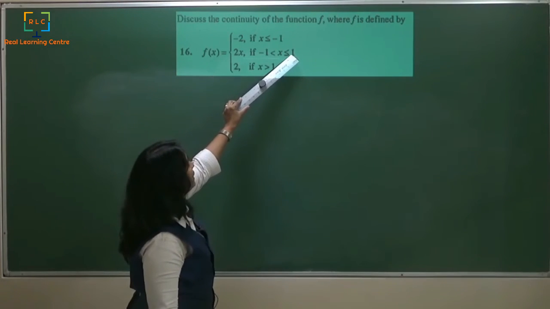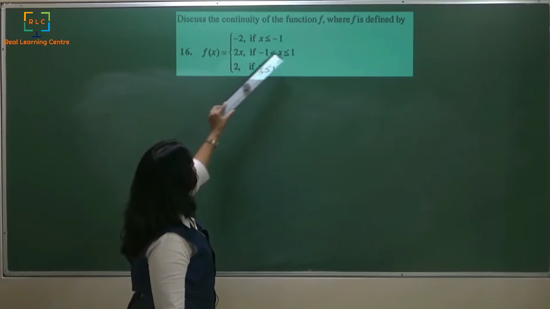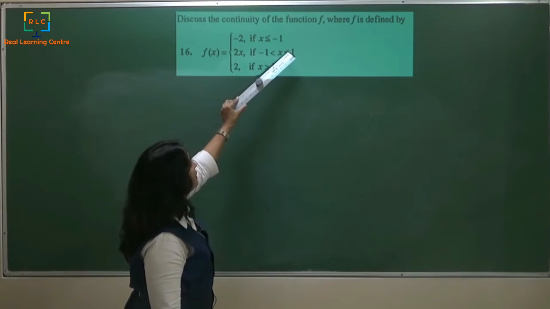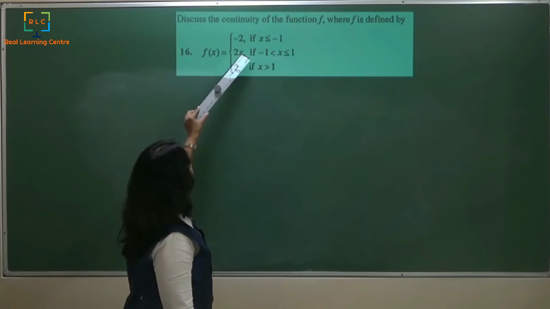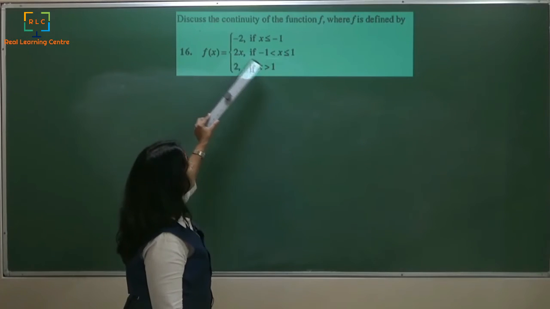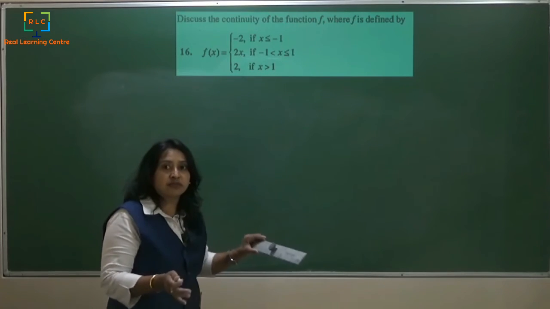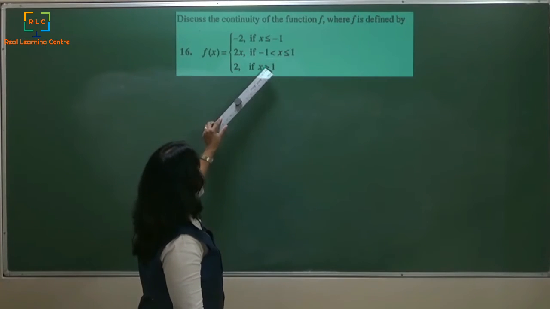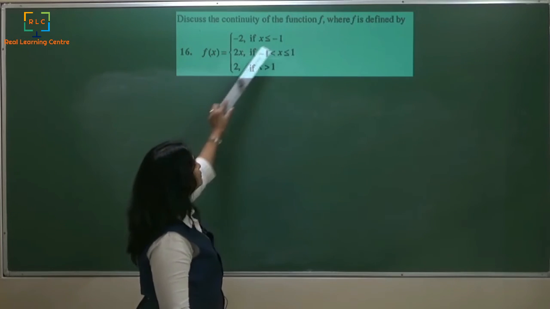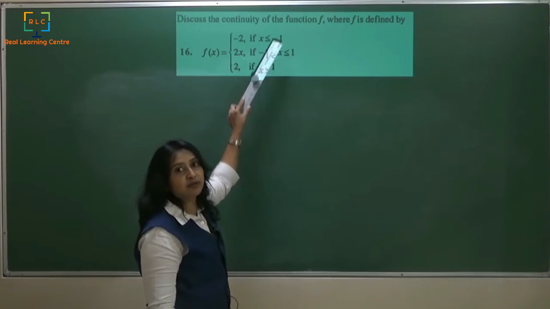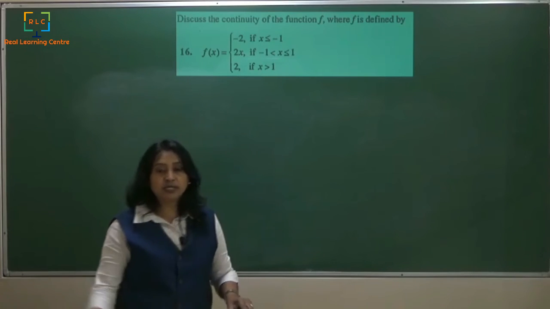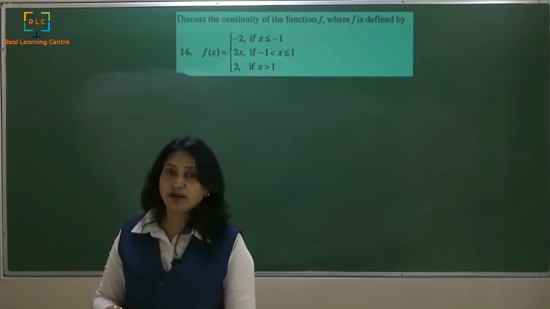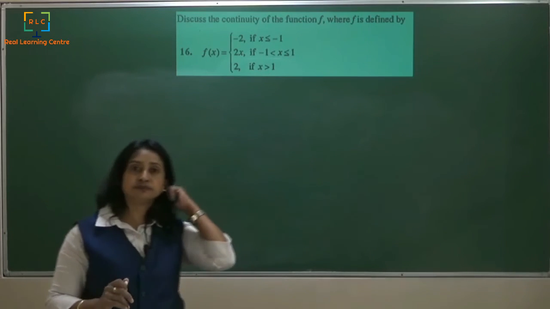At x equal to 1, they have given 2x for x less than or equal to 1. I will plug in x equal to 1, I get 2. When x is greater than 1, they have given the real value itself as 2. Again, it is continuous at x equal to 1 also. So this function is continuous at both x equal to minus 1 and x equal to 1. In and around minus 1 and in and around 1, it is a continuous function.